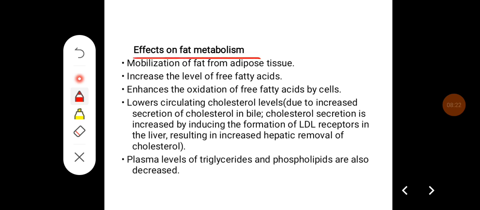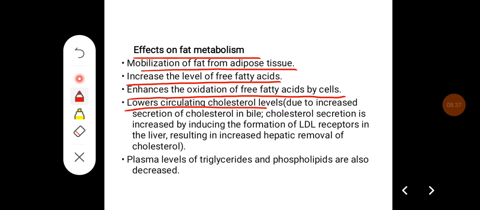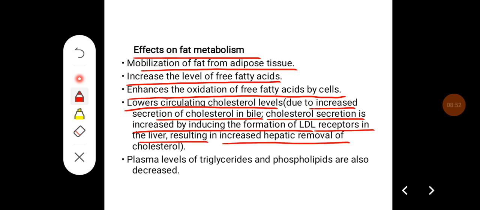Effect on fat metabolism: mobilization of fat from the adipose tissue occurs under the influence of thyroid hormones. There will be increased levels of free fatty acids and enhanced oxidation of free fatty acids by cells. There will be lowering of circulating cholesterol levels due to increased secretion of cholesterol in bile, and cholesterol secretion is increased by inducing the formation of LDL receptors in the liver, resulting in increased hepatic removal of cholesterol. Plasma levels of triglycerides and phospholipids are also decreased.